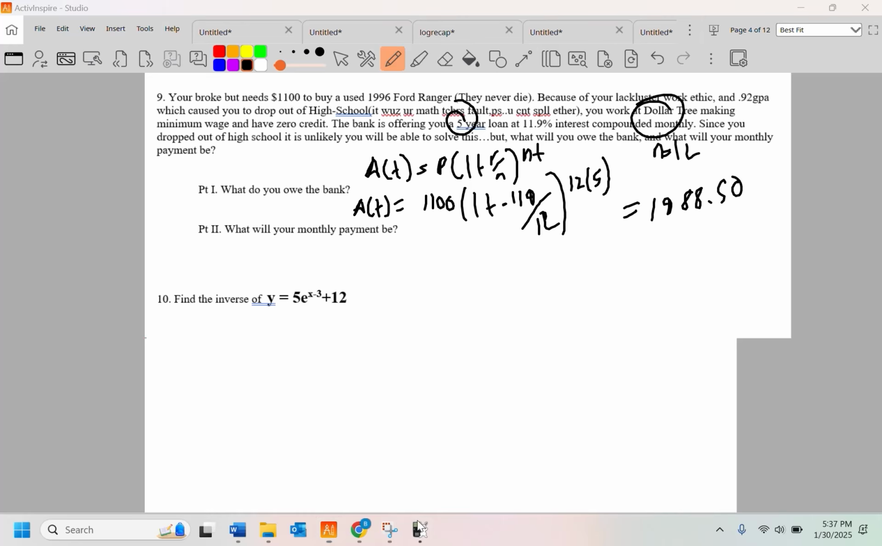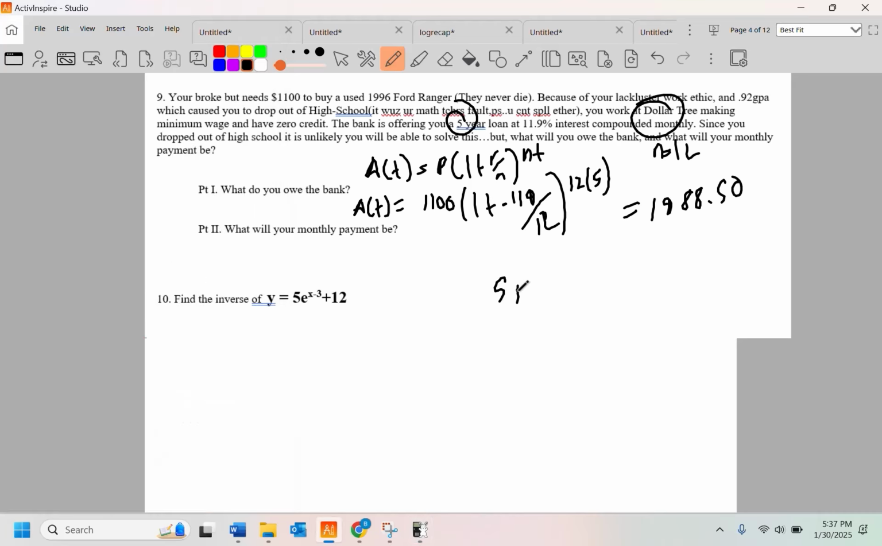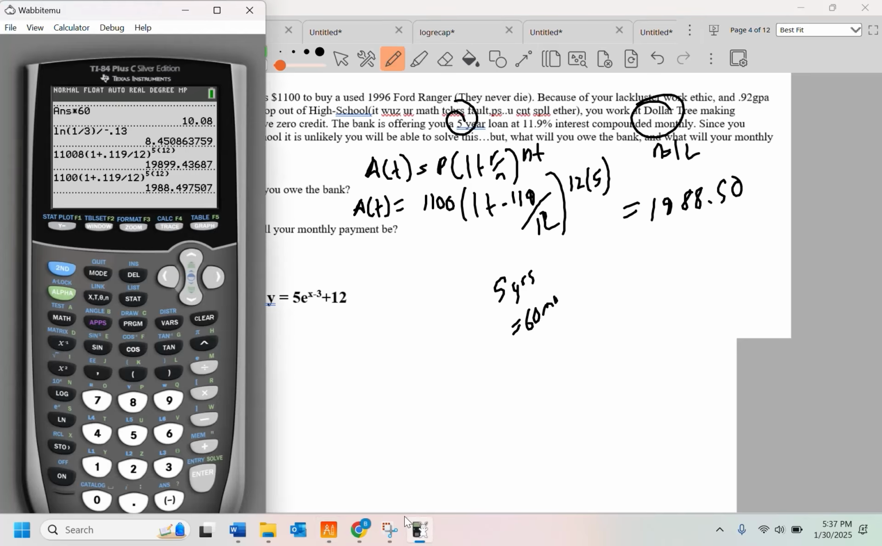So if you're making minimum wage right now, you're making $7.50 an hour. Now, your monthly payment, it's a 5-year loan, 5 years is 60 months. Divide that by 60, and there's your monthly payment. That's not bad, $33. That's really pretty good. I thought it'd be more than that.